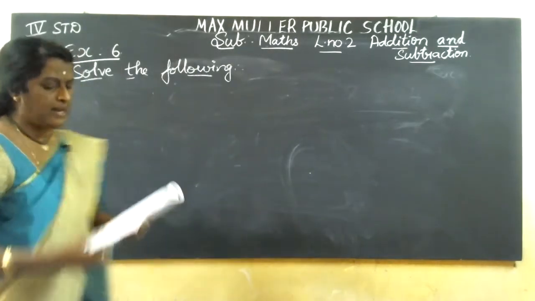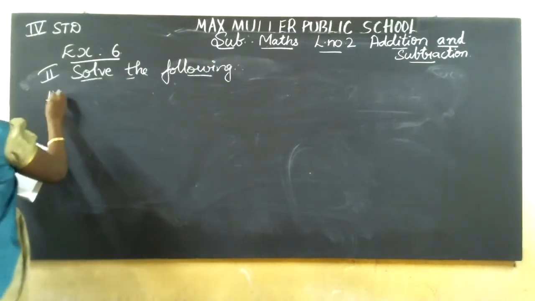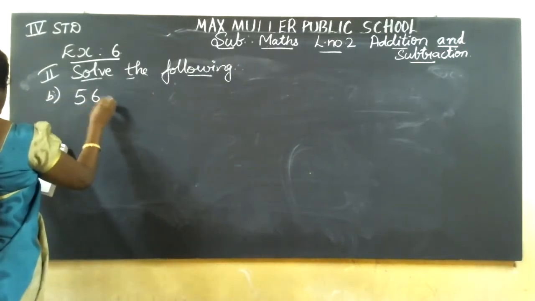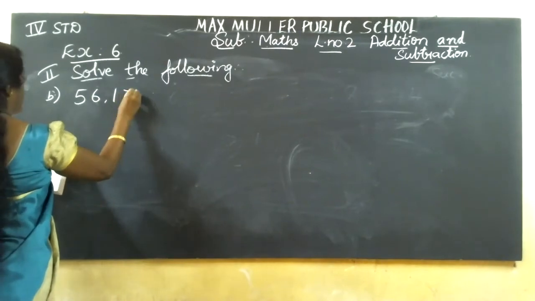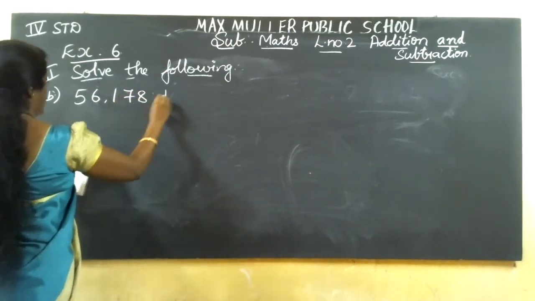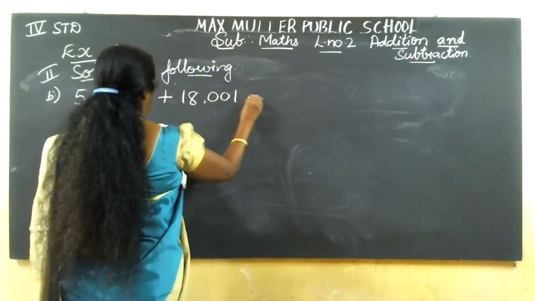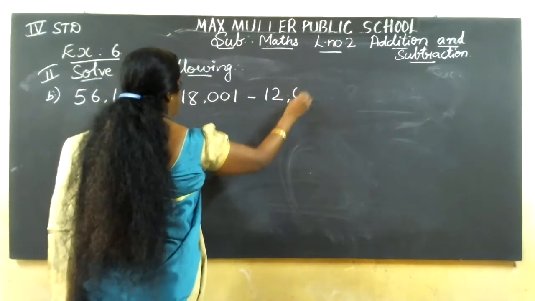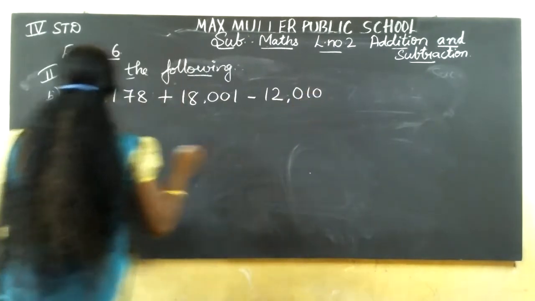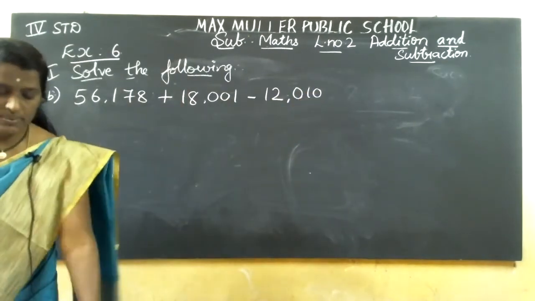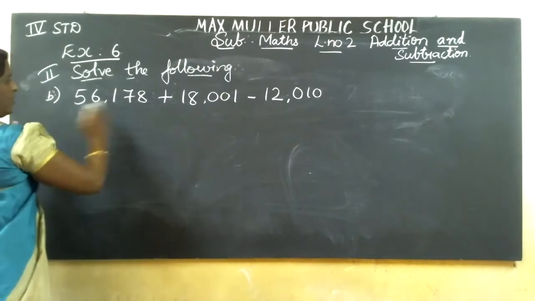A second sum, B1: 56,178 plus 18,001 minus 12,010. So how are you going to do it? Your number, all zeros only.